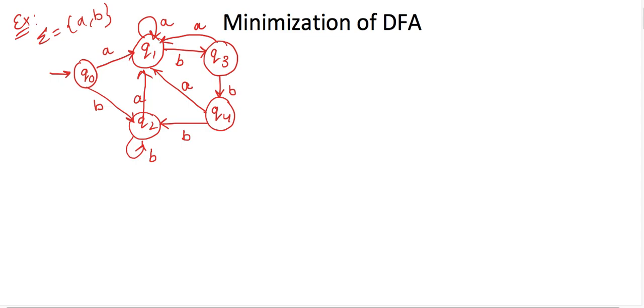You can watch it. For Q0, on seeing a, it is moving towards Q1. For b, it is going towards Q2. For Q1, on a, it remains at Q1, and on b, it is moving towards Q3. Likewise, for all the states, we have defined both input symbols a and b. That is why we are sure that it is a DFA, but we are not sure that it is a minimal DFA. That is why we are going to study the minimization of DFA.